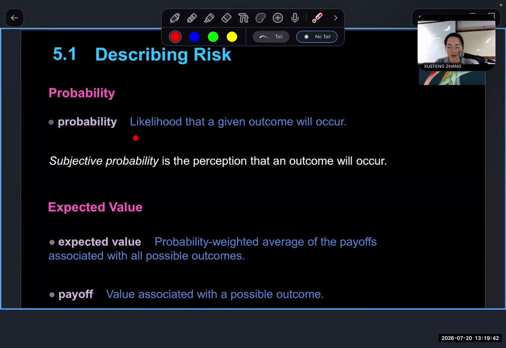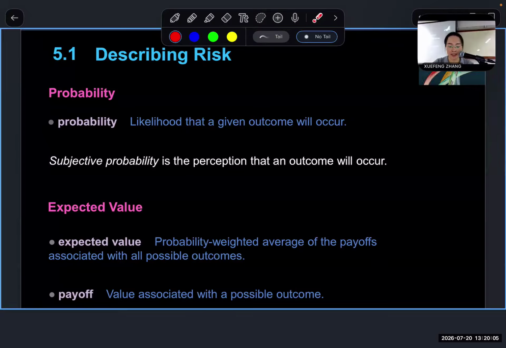What is probability? Probability is the likelihood that a given outcome will occur. Or it just means how likely is something to happen. Simple as that. If I say there's a 50% chance of rain tomorrow, that's a probability. All right.